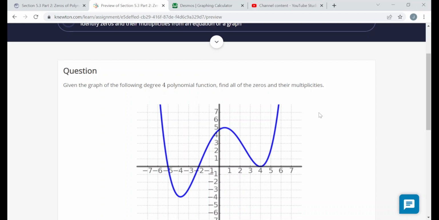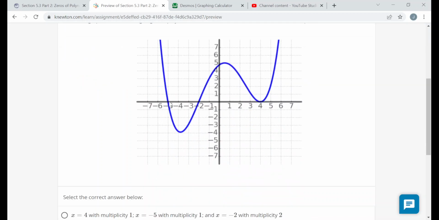Find all the zeros and their multiplicities. Right. So again, the zeros are where the x-intercepts are, right? What inputs give me an output of 0. So -5, -2, and +4 is where the graph is touching or crossing the x-axis. Now, do you see how at -5 it crosses straight through? So it should have an odd multiplicity. And it's not very flat. It crosses straight through. So I'm going to say it has a multiplicity of 1 at x equals -5.